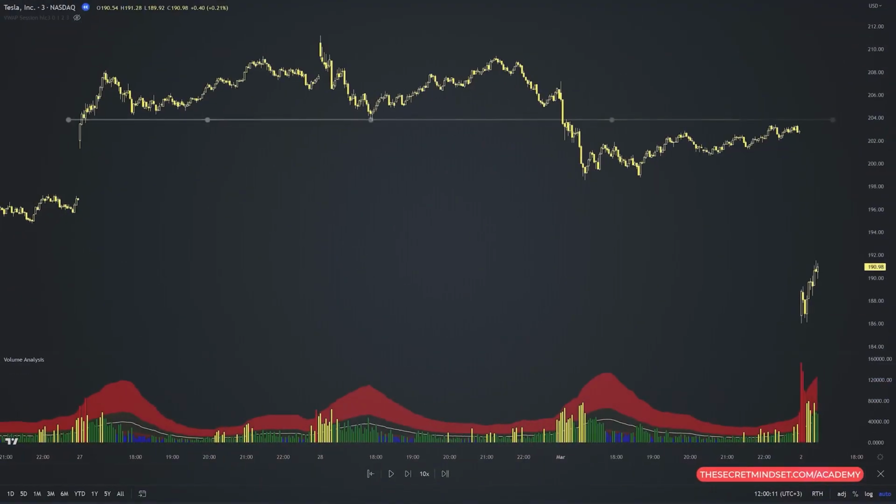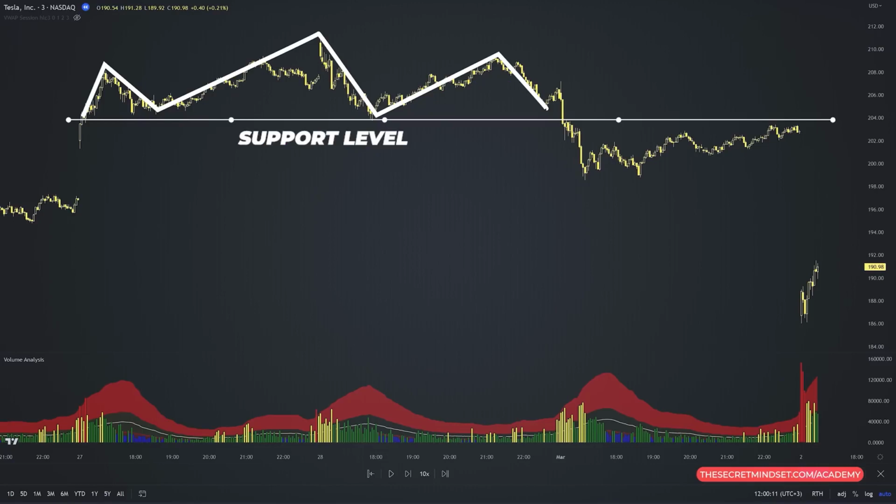Here we have a great trade on Tesla on the 3-minute time frame. We are looking for a short opportunity in a minor downtrend. I see this support level that was holding for a while. This also resembles a head and shoulders pattern, with this support being the neckline. So the plan is to wait for a clear breakout of this level.